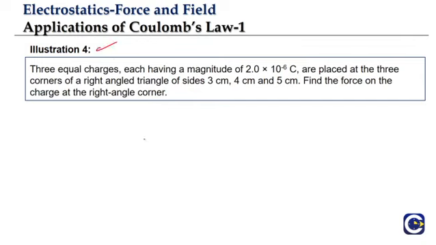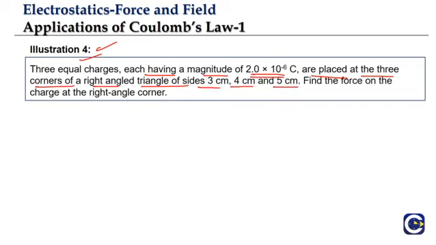We have another question based on the same resultant approach. 3 equal charges having magnitude, so here we are dealing with numbers. 3 equal charges each having magnitude 2 into 10 power minus 6 Coulomb are placed at 3 corners of a right angle triangle, side 3 cm, 4 cm, 5 cm.